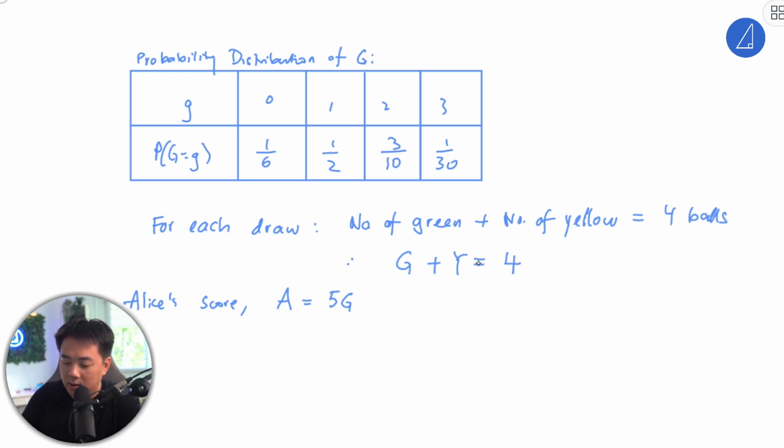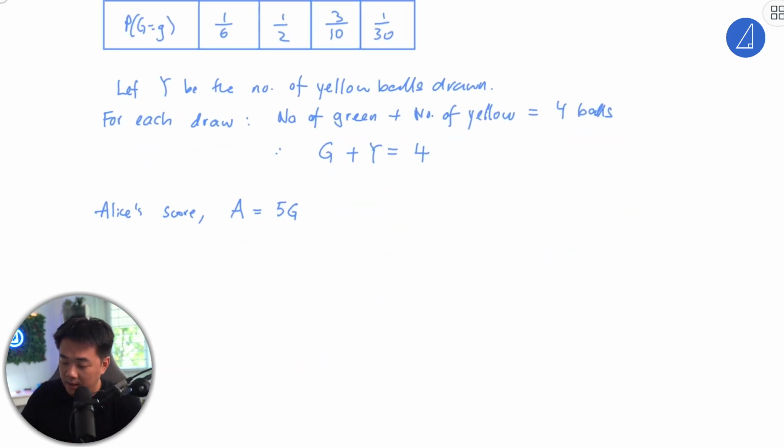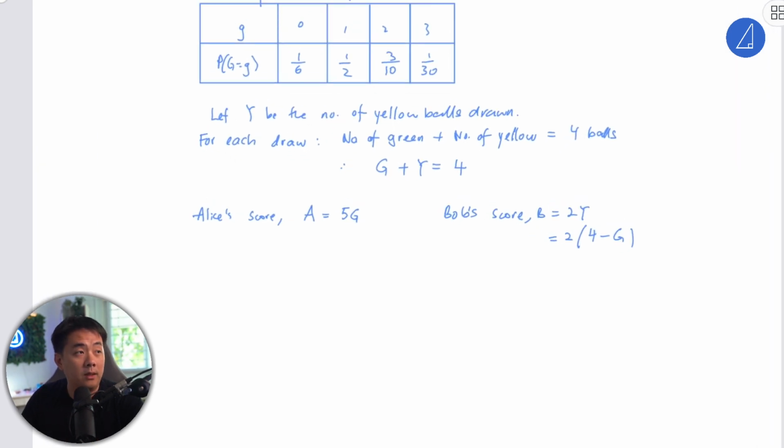Okay, this is important. This is usually the one that students struggle with. So just understand this part here. What we need to do is understand that for Bob's score B, we will have twice of yellow, because it's 2 points for each yellow ball drawn. So basically this is 2(4 minus G). This is usually the one which is tricky for students.